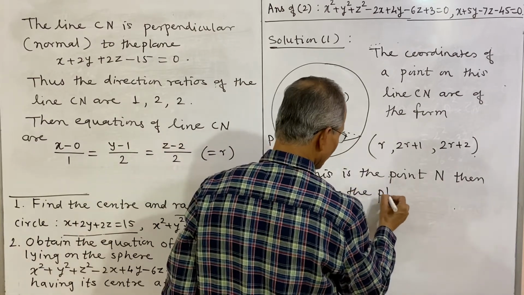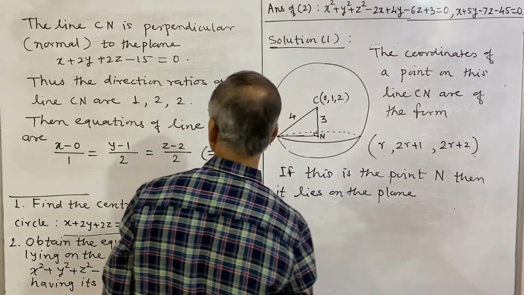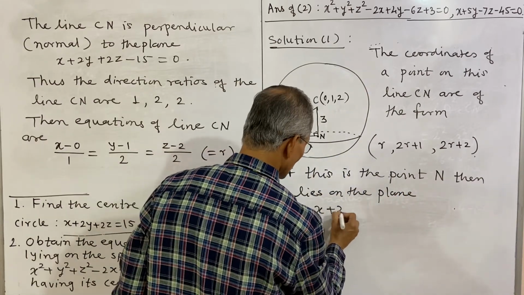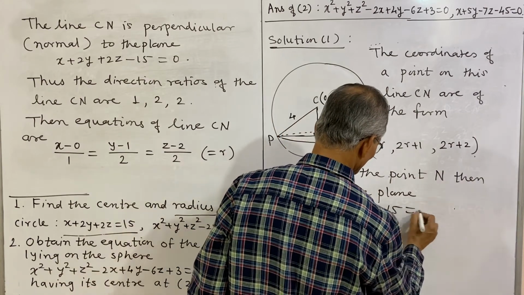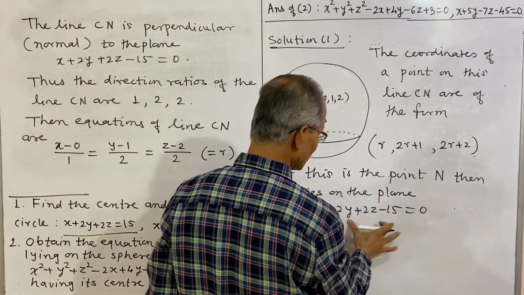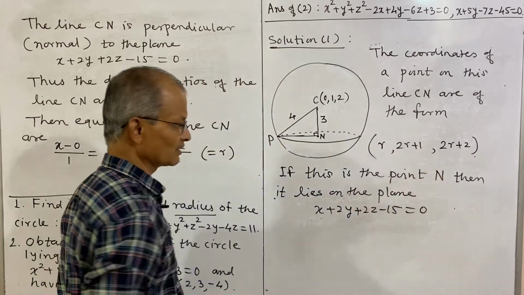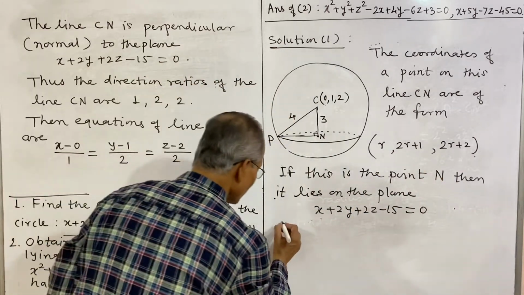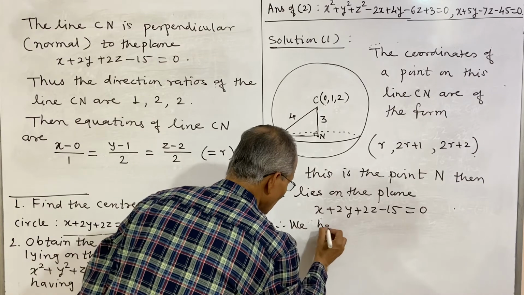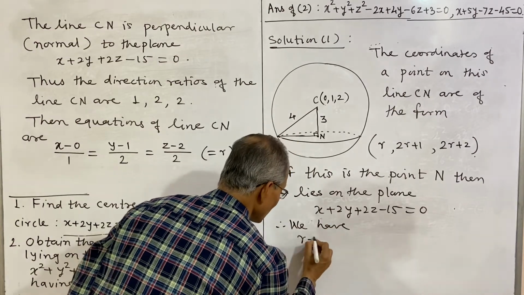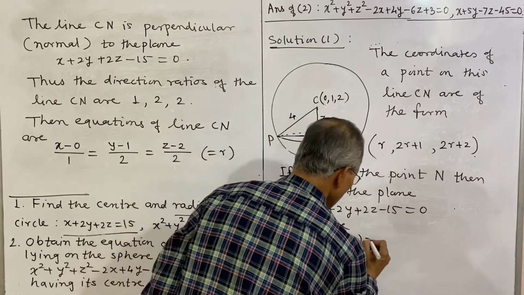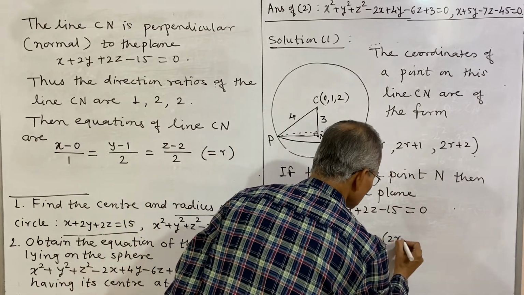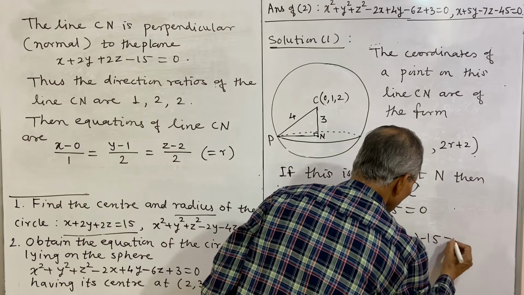The point lies on the plane. The equation of the plane is x plus 2y plus 2z minus 15 equals 0, and therefore this point lies on this plane, which means its coordinates satisfy the equation of the plane. So therefore we have x is r, y is 2r plus 1, and z is 2r plus 2, minus 15 is equal to 0.